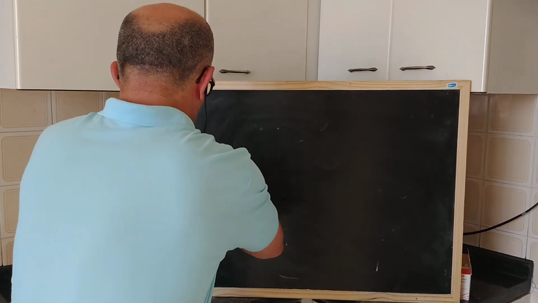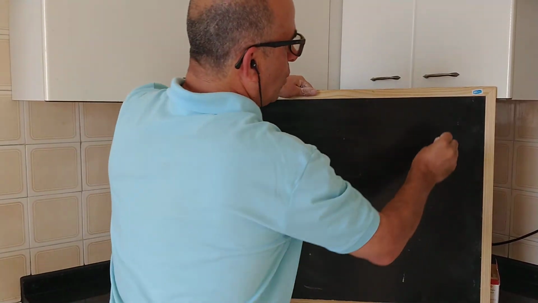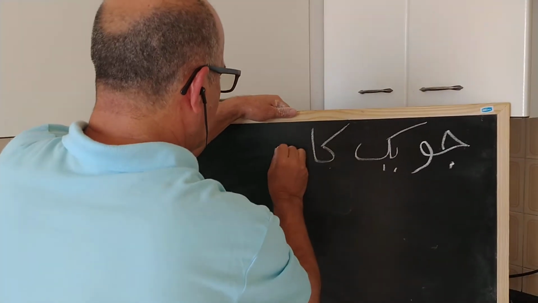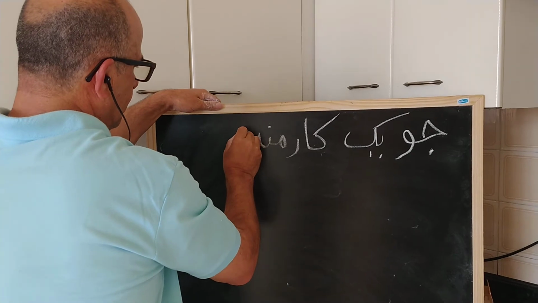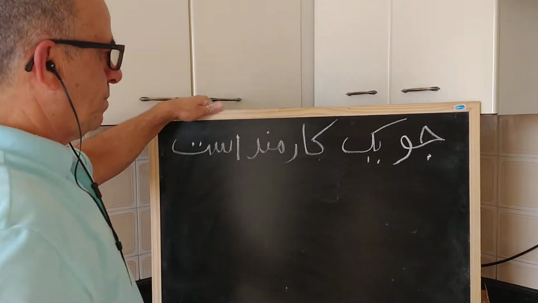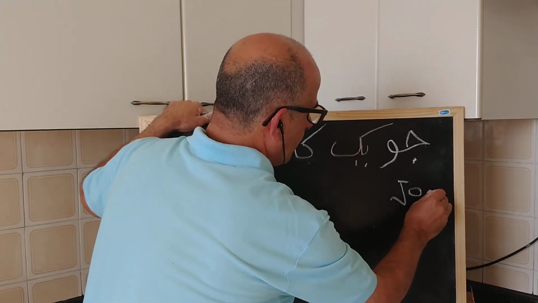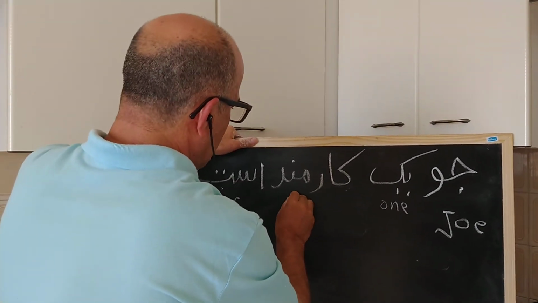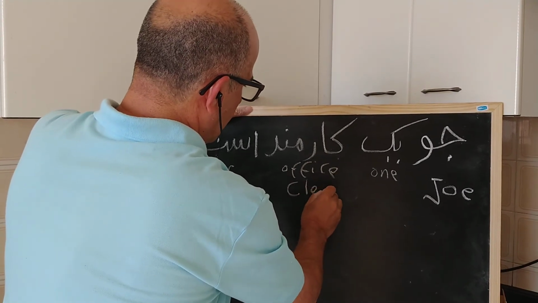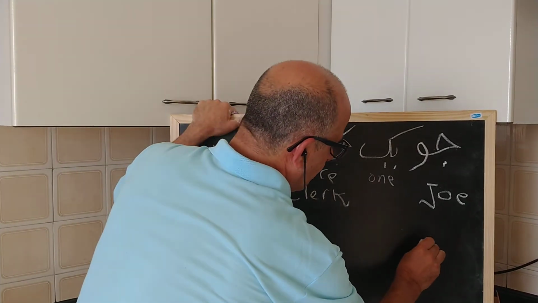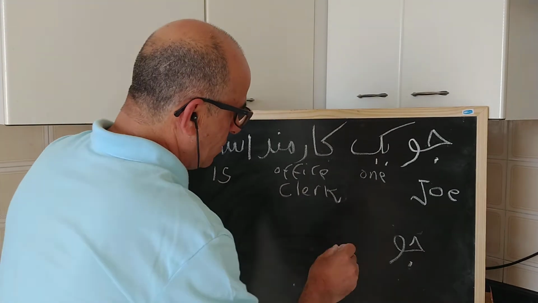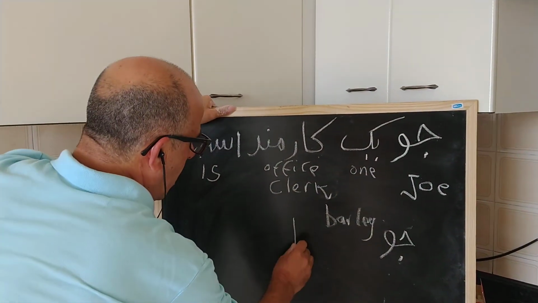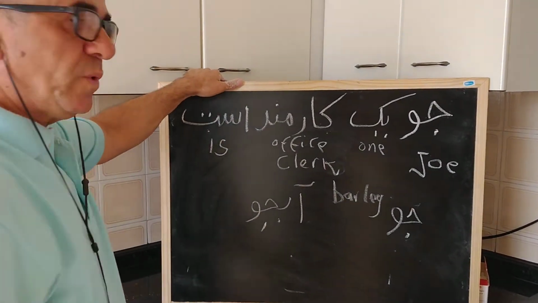One more example. Joe. It also means in Farsi, Joe means Bali. Of course, it's an English name here, okay? Like Joe, which is beer.